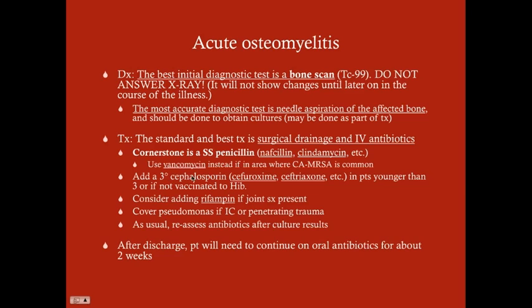You can add a third-generation cephalosporin, something like cefuroxime or ceftriaxone, if it's a patient that's younger than 3, or if it's a patient that has not ever been vaccinated to Haemophilus type B. You can consider adding rifampin if there's joint symptoms present, and you should cover Pseudomonas if the patient is immunocompromised, or if there was penetrating trauma in association with this illness. So if this patient had stepped on something or something like that.